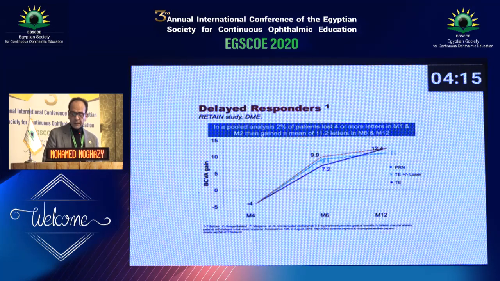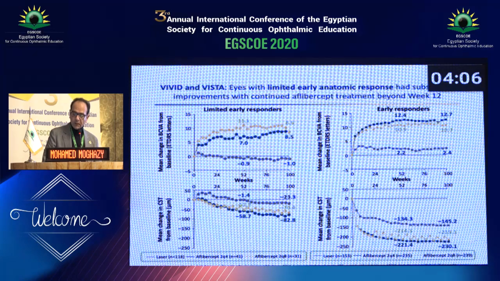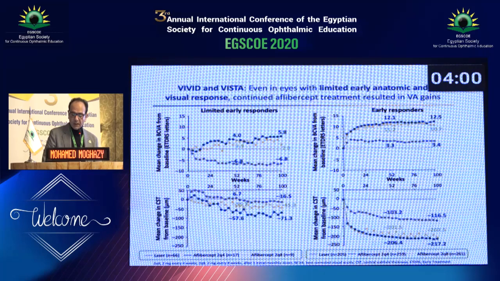Also, the delayed responders in the RETAIN study showed some improvement in spite of initial loss of letters at the beginning. This is also from a post-hoc analysis of VIVID and VISTA, showing that continued treatment can result in some improvement anatomically and vision-wise. So the thing is, you have to give it some time.